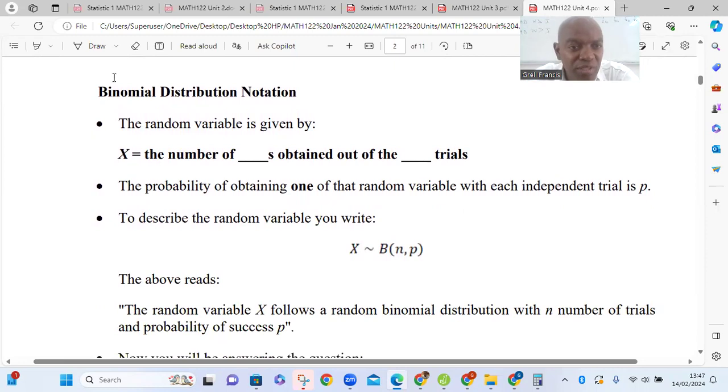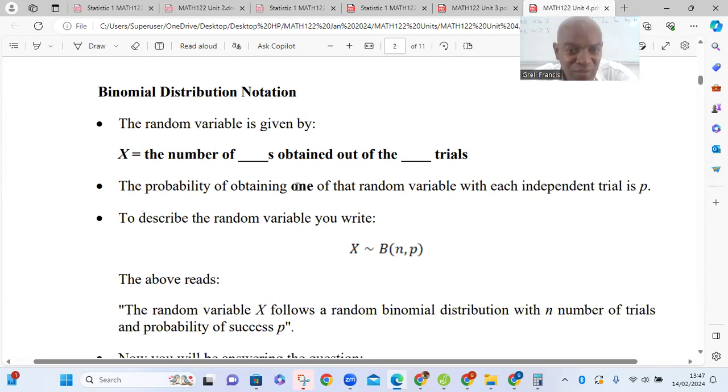So let's talk about the binomial distribution notation. The random variable is given by X is equal to the number of dash obtained out of the dash trials, okay? The number of successes obtained out of the 5 trials, for example. So that's a general outline of defining your random variable for binomial distribution.